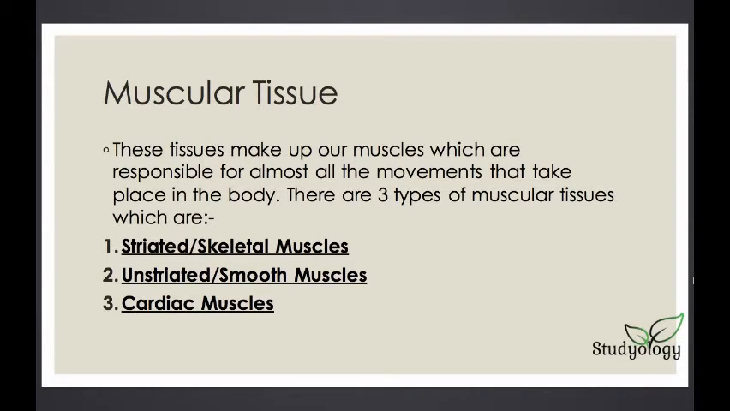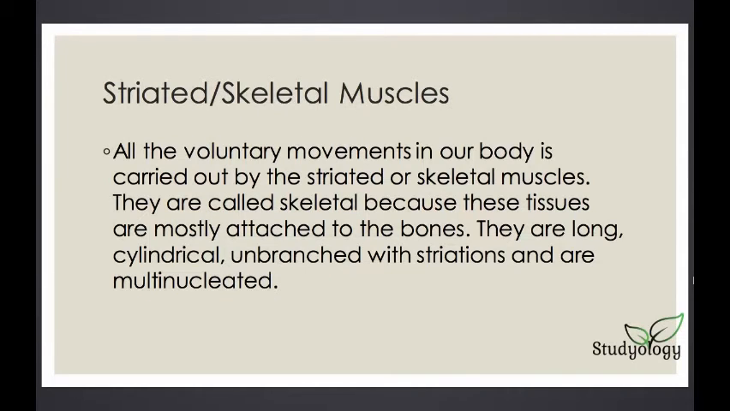Let's move on. First type is the striated or the skeletal muscles. All the voluntary movements in our body are carried out by the striated or skeletal muscles. Now voluntary movements are the movements that happen with our consent, or we have to apply some force for the movement to happen. So all those kinds of forces or movements are carried out by this tissue. They are called skeletal because these tissues are mostly attached to the bones. So these kinds of tissues are mostly attached to the bones of our body.